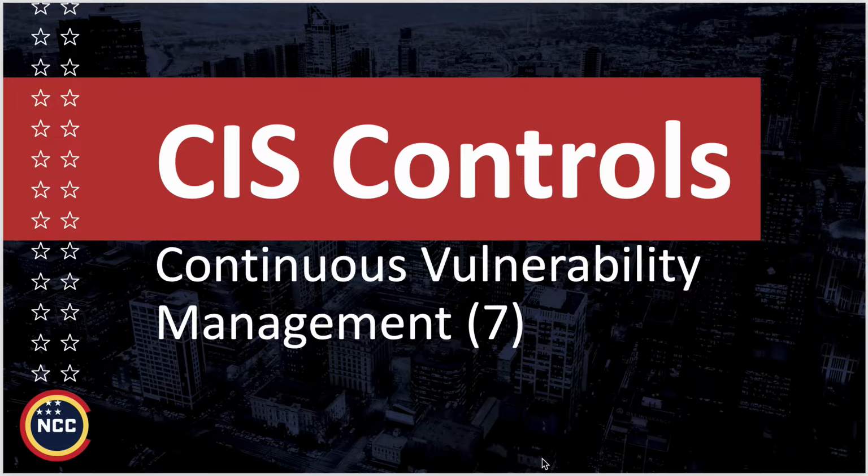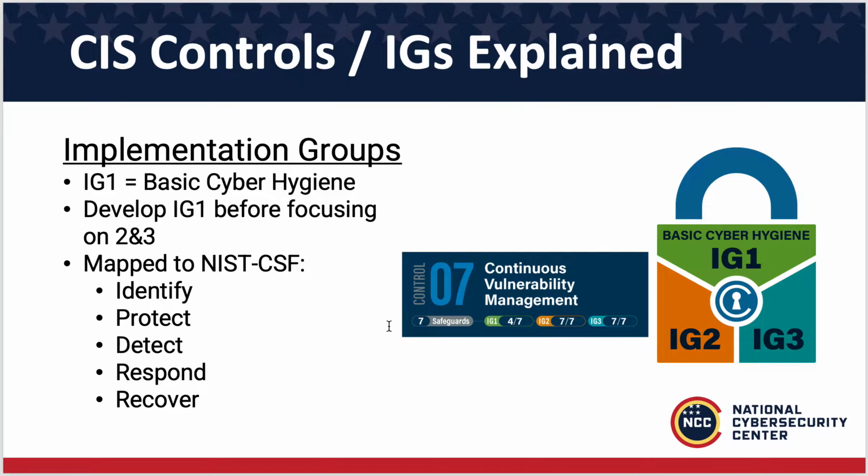Number 7, Continuous Vulnerability Management. First, a little explainer of the controls and the implementation groups. When you're looking at the controls, you'll see IG1, IG2, and IG3. Within each control, there's a certain number of safeguards. Here with Control 7, there are 7 safeguards. Under IG1 fall 4 of them, an additional 3 in IG2 and 0 in IG3, so we're done after IG2 with this one.